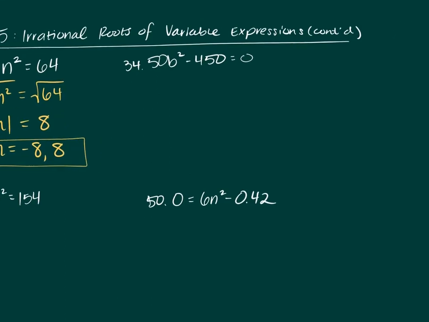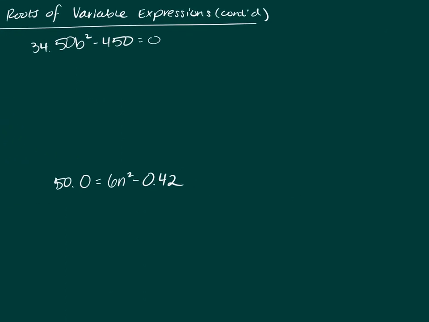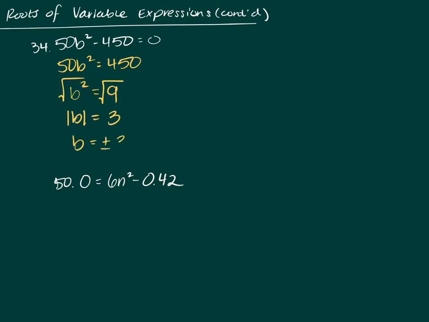Okay? Let's look at another one. In 34, we've got 50b squared minus 450 equals 0. So first thing I'm going to do is add 450 to each side. To get the b squared by itself, I'm going to divide both sides by 50, and so I get 9. And then from here, I'm going to take the square root of each side, just like I did in the last problem. So we get absolute value of b is equal to 3. So b is equal to plus or minus 3.